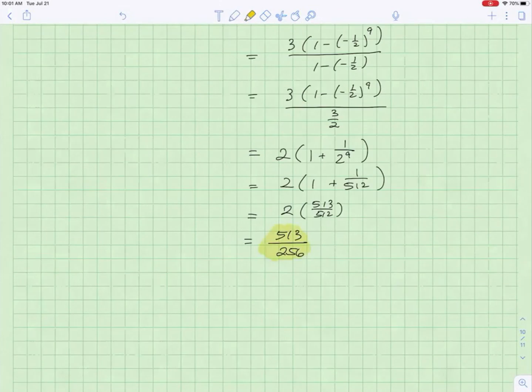So 3 minus 3/2 plus 3/4 minus 3/8 plus minus dot dot dot plus 3 over 256 is equal to this value here.